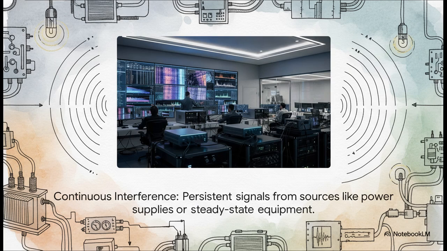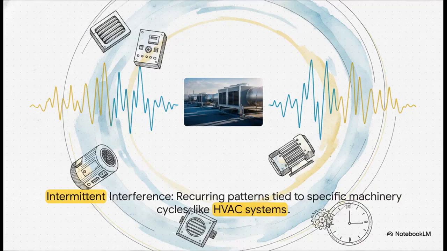And on the flip side, you've got continuous interference. This is more like a constant hum, maybe from a cheap power supply or some piece of equipment that's just always on. Now, you might think, oh, it's always there, it should be easy to find. But the real challenge is figuring out which constant hum it is amongst all the other signals in a busy industrial space.